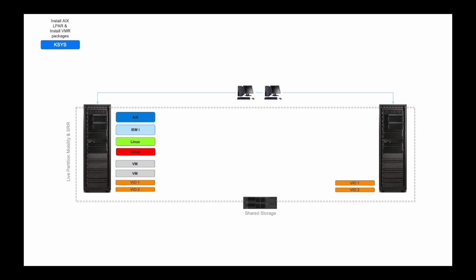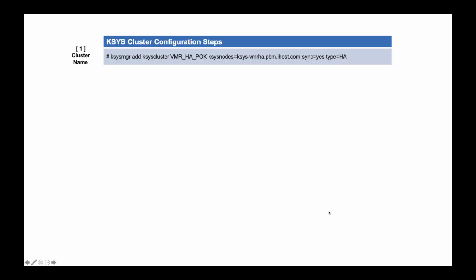Once I install the packages, I'm going to want to make sure that I've got the VM Recovery Manager code on it, and like I did on the DR setup, I'm going to go ahead and assign a cluster name. So if you look up my syntax, I'm doing a cases manager add cases cluster, giving it a name, specifying my node name, setting the sync flag to yes, and then type HA. For the DR one, it was a type DR. So this cases management LPAR today with the existing release can only be configured as type HA or type DR.